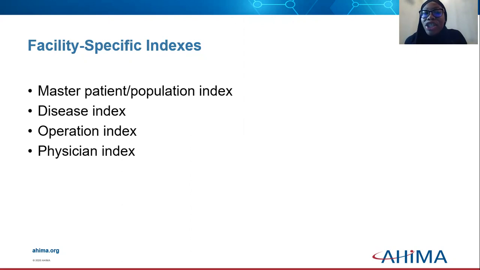So healthcare data is known as big data due to the massive quantities collected. As we organize the data, sublists or indexes help to support more effective and efficient searches. So these are some facility-specific indexes. You have your master patient and your population index, your disease index, which is an ongoing list of all diseases and conditions treated within the facility, your physician index, which is a list of all physicians, including hospitalists, and those with privileges to care for patients in the facility.